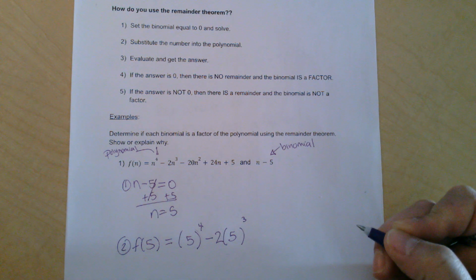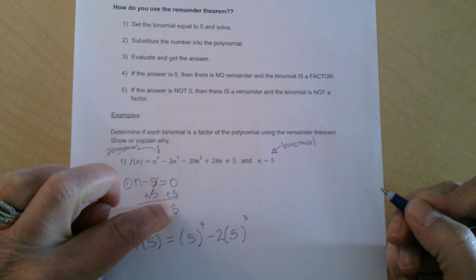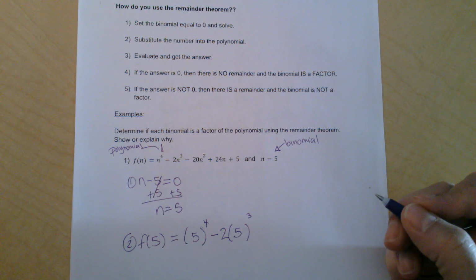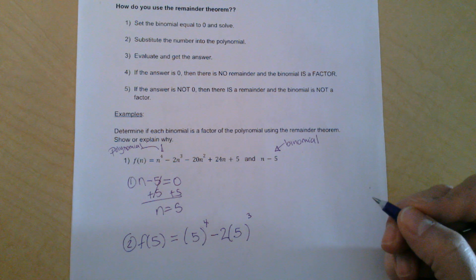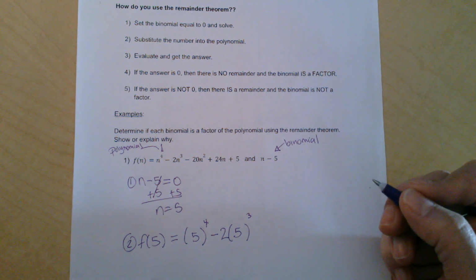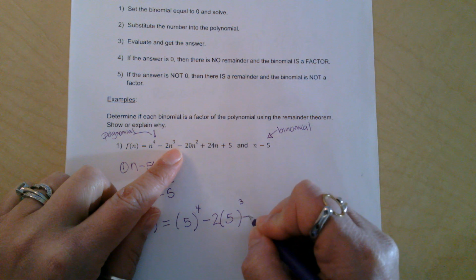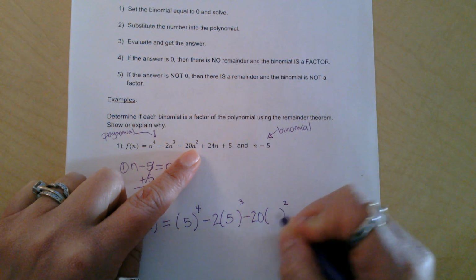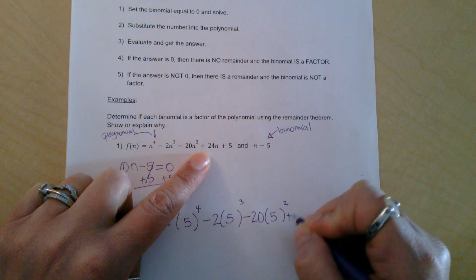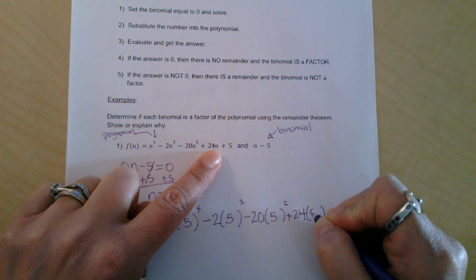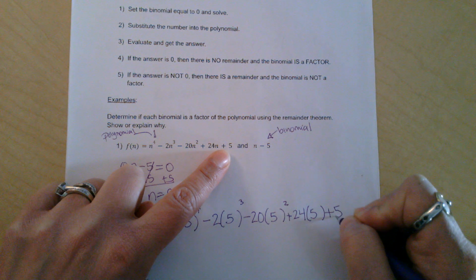I really like to substitute like this because if this is a negative, your exponents are going to matter, and that's going to mess up your signs if you're not putting it in parentheses. So please, please utilize parentheses. Okay, we have minus 20. Again, the variable n, so I'm going to set up parentheses squared, put my 5 in. Plus 24. I see my variable, put parentheses 5, and then plus 5.